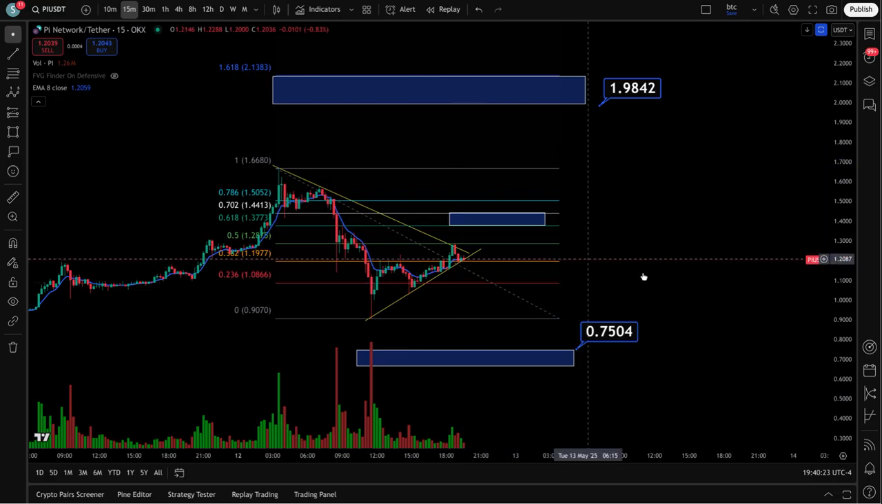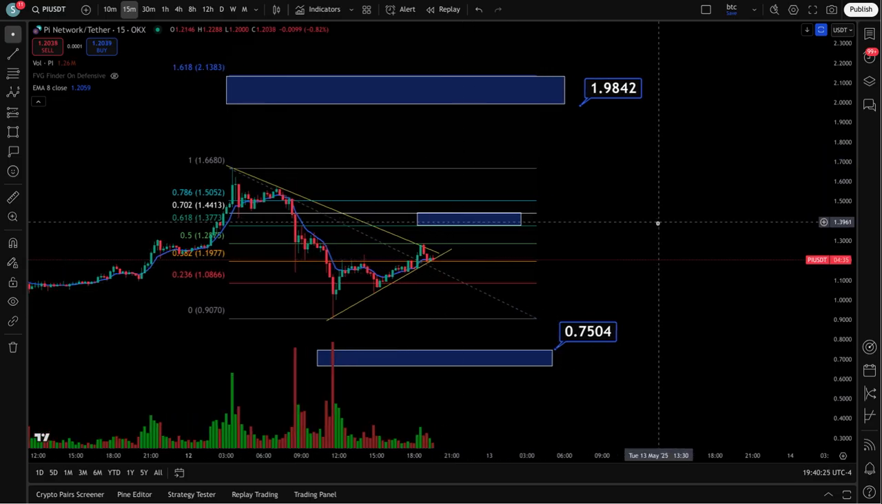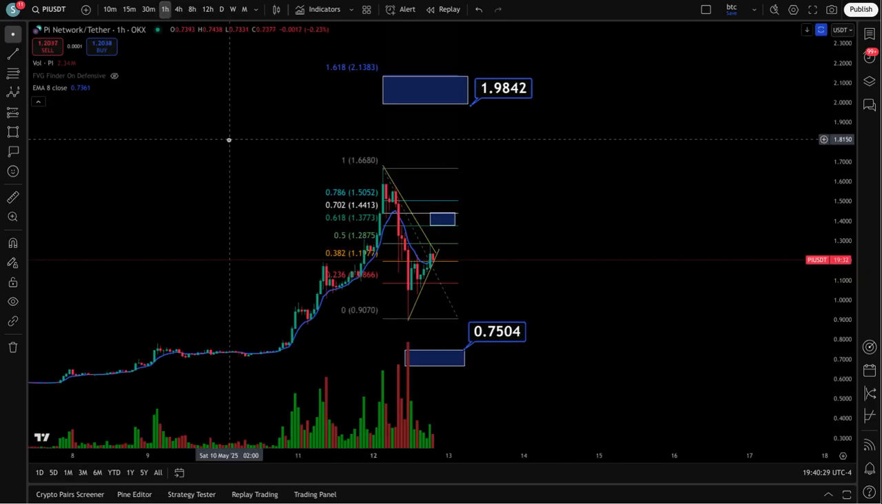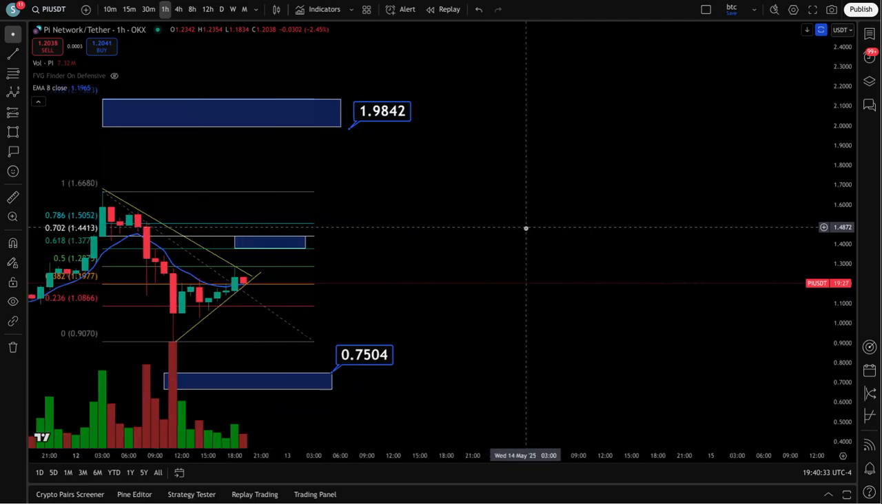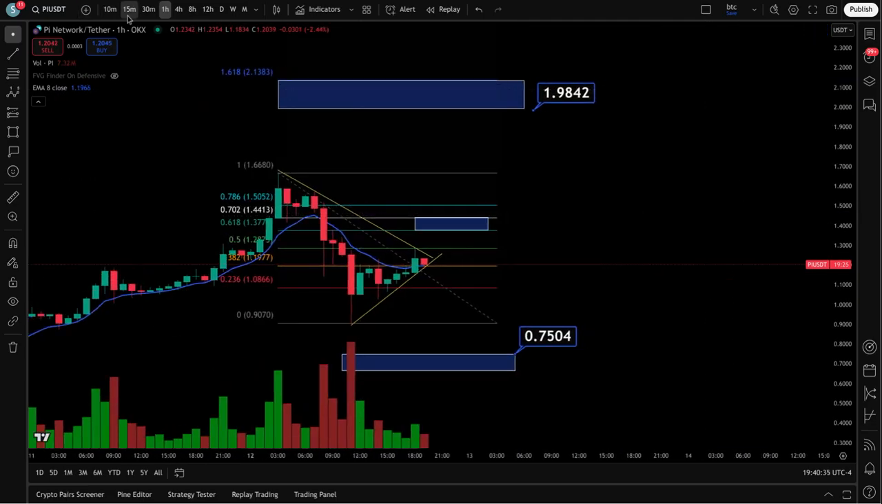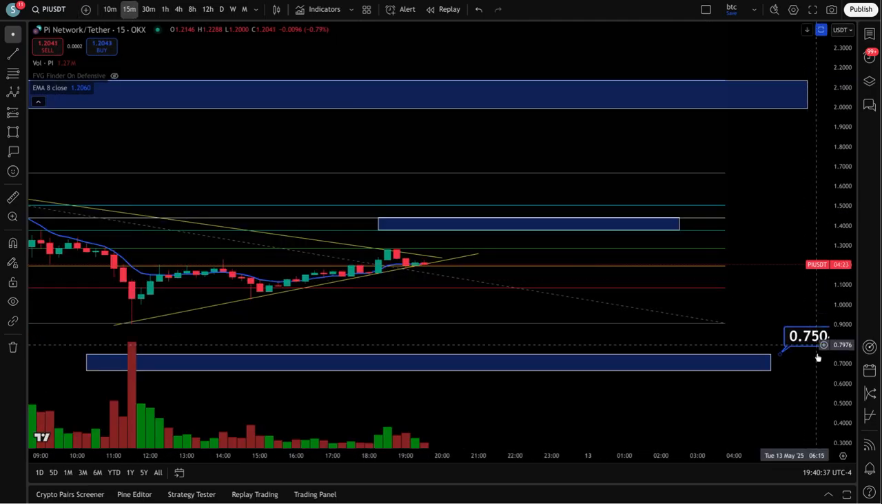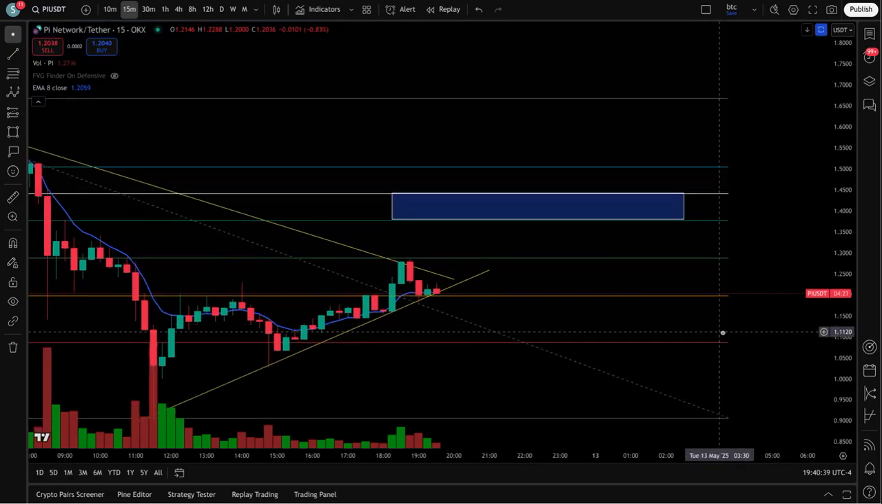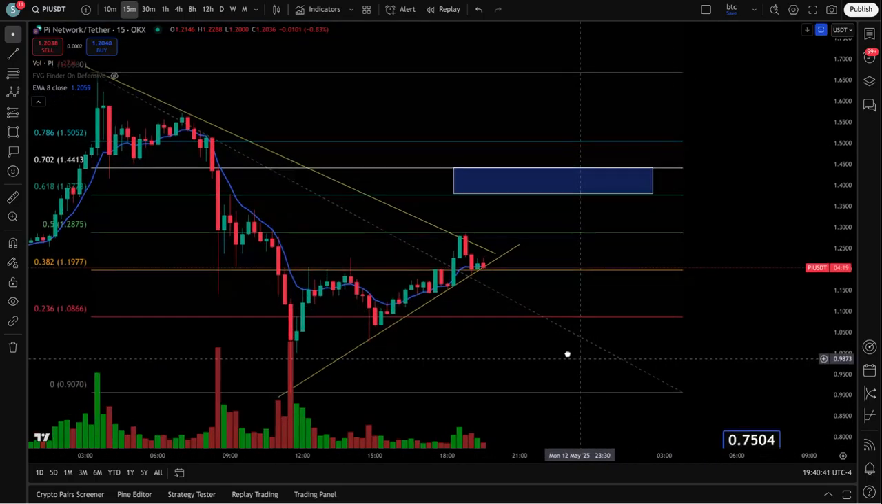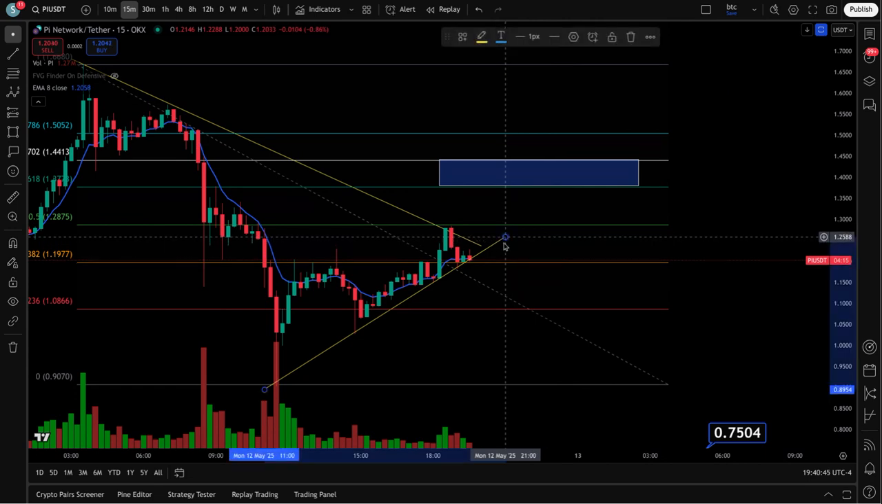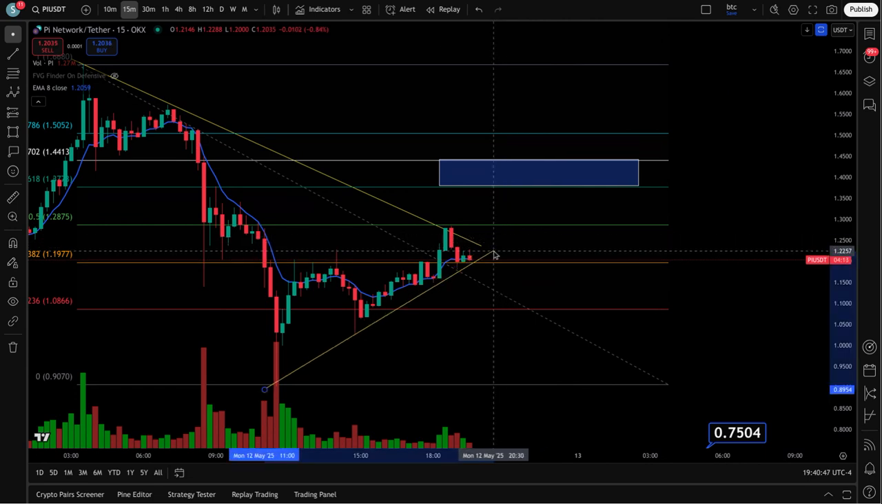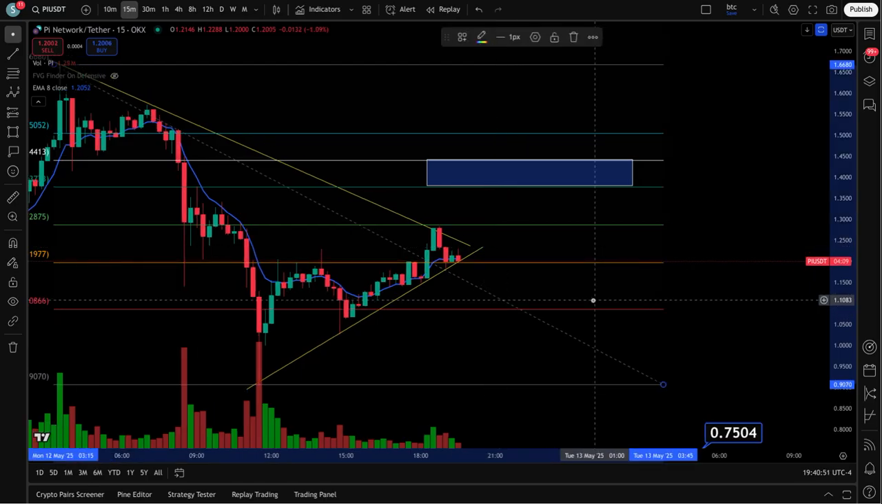Now, it looks like it might break down here just as I'm doing this video. It looks like it's starting to maybe break this lower trend line. Let's zoom in a little bit and take a look. Like I said, if that does break down, look for a wave 5 down here. It's getting very close to breaking down here. Right about there is right for that trend line.